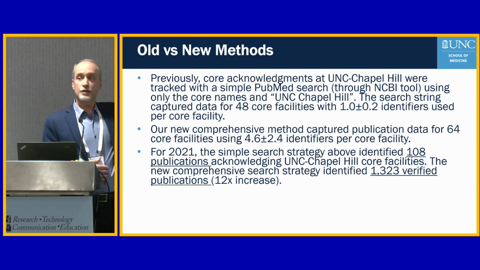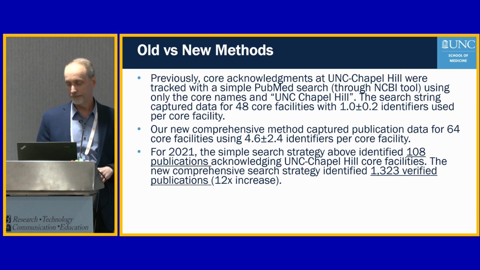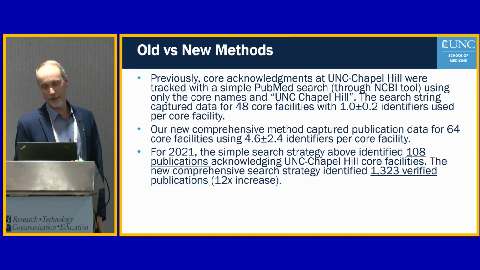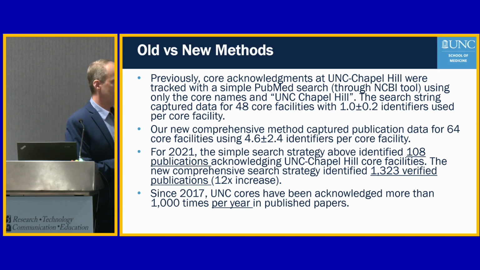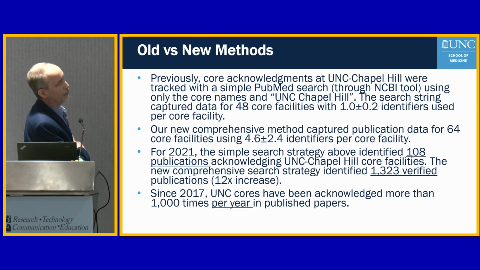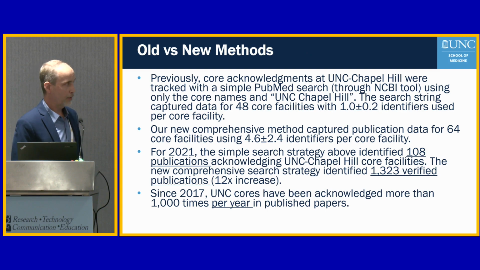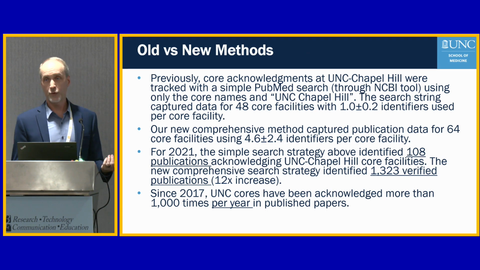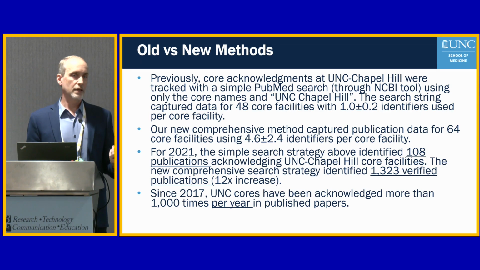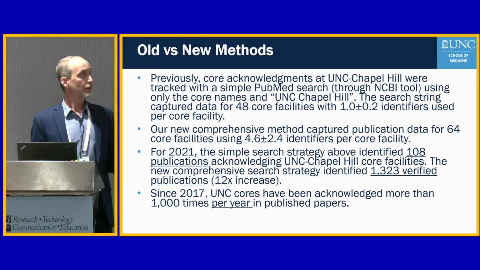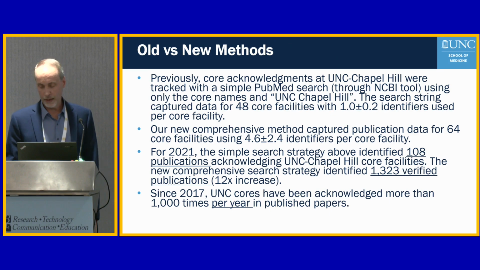And so it just shows you the dramatic difference if you expand the number of search terms. It doesn't mean that it's easy, because you still have to figure out what all those duplicates are going to do to your results. But what I can say is that since 2017, we went back and reran all of these searches through the literature, and our cores have been cited more than 1,000 times per year since 2017. And that's an important metric because those are verified papers that use cores at UNC Chapel Hill. We were getting 100 a year. Now we're getting more than 1,000 a year.